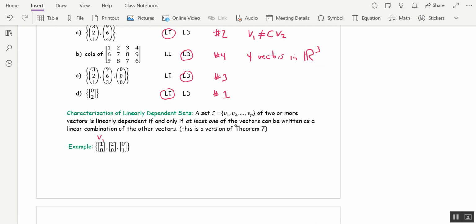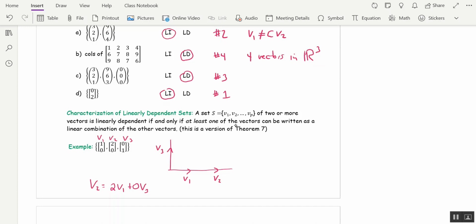So let's call this V1, V2, and V3, and let's graph those. Here's V1, here's V2. V2 is a multiple of V1, and V3 is up here, okay? I can write V2 as a linear combination of V1 and V3. Here it goes. V2 is 2V1 plus 0 V3. Thus, this set is linearly dependent.